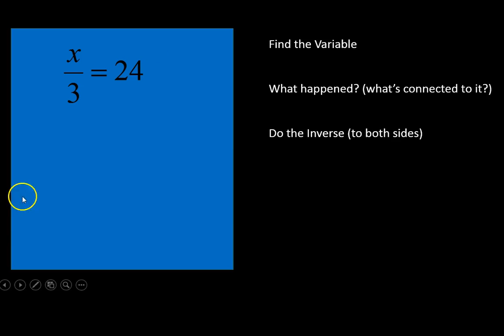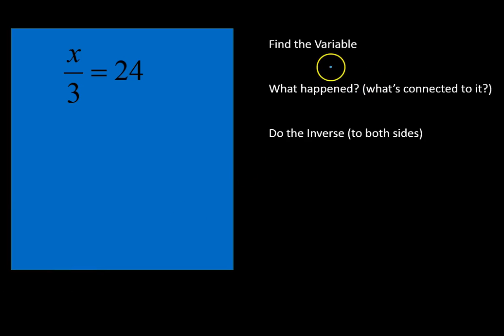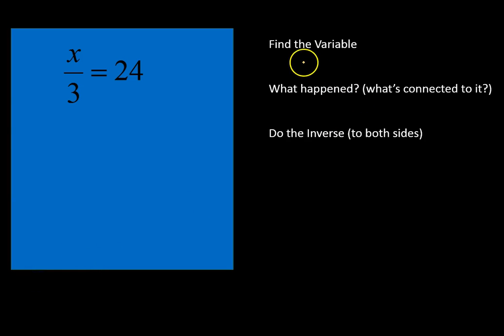The steps for solving an equation are listed above. First off, we have to find our variable. Let's pick a different color. There we go. Our variable is going to be x. You notice it's right there. A variable is always going to be the letter in your equation.